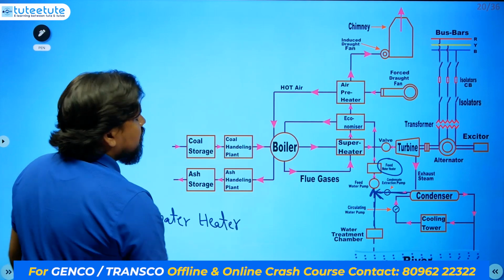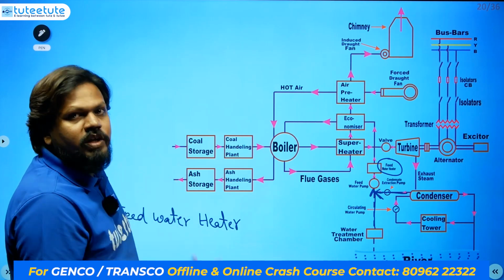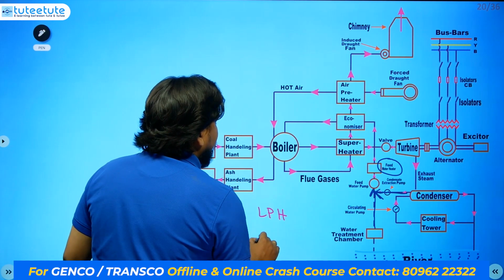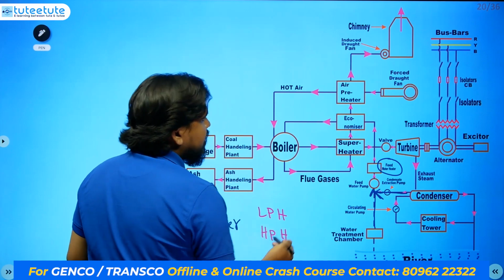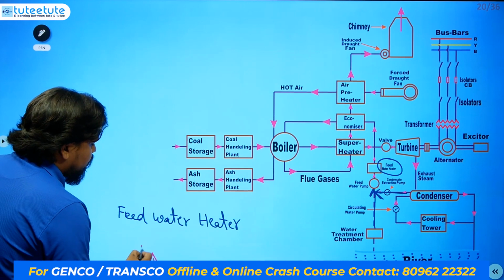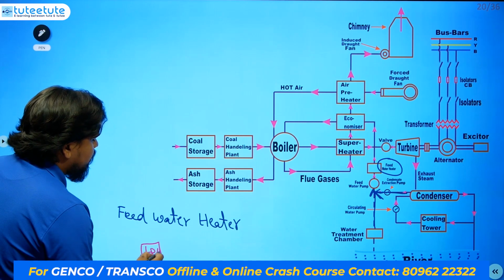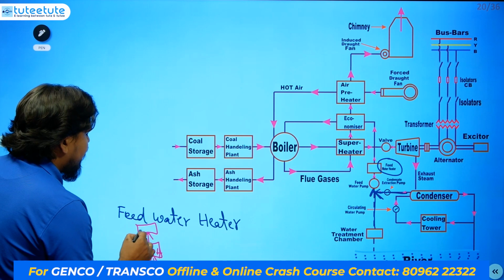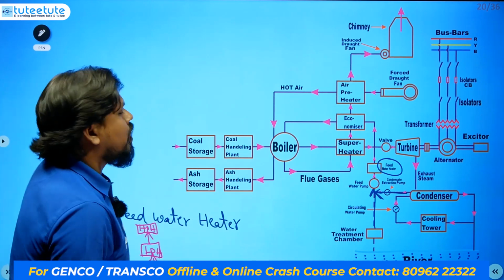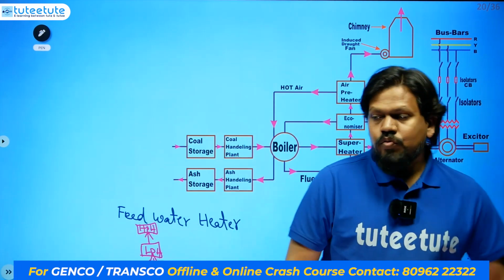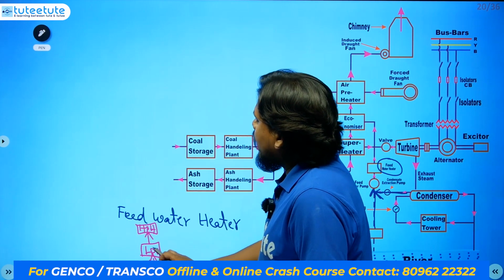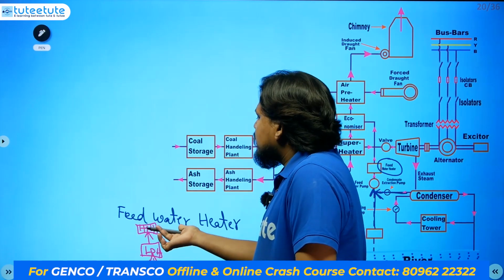Inside the feed water heater there are two different chambers: one is the low pressure heater and the other is the high pressure heater. From the bottom, first the low pressure heater, then the high pressure heater. These two combined are called the feed water heater. So what we are doing here is first heating this water at a low pressure, then increasing the pressure to high pressure.